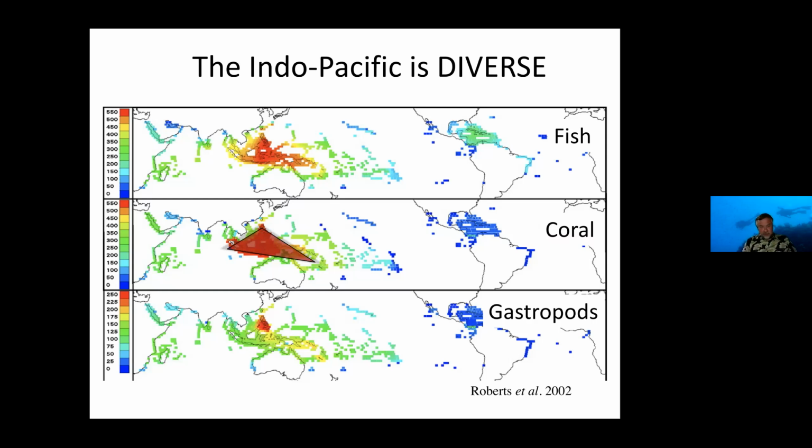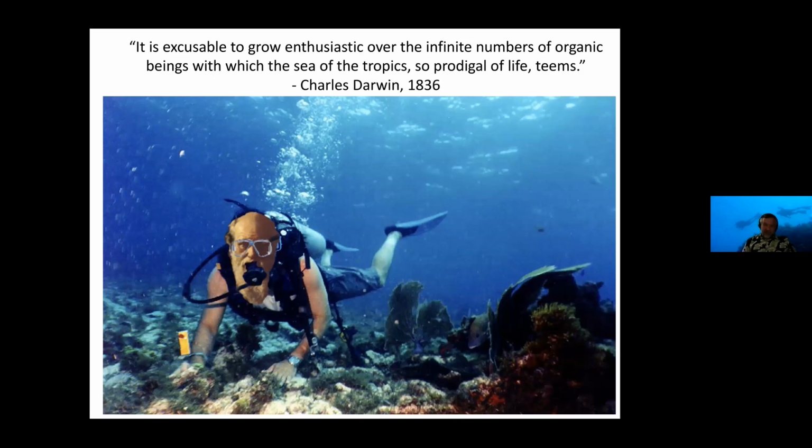And so a motivating question, and I'm obviously not the first person to observe that this is the area of highest biodiversity. Charles Darwin at Christmas Island was rowing across the ocean on a clear day. Obviously, he didn't have scuba gear. And he wrote in his typical Victorian phrases, "It is excusable to grow enthusiastic over the infinite numbers of organic beings with which the sea of the tropics, so prodigal of life, teems."